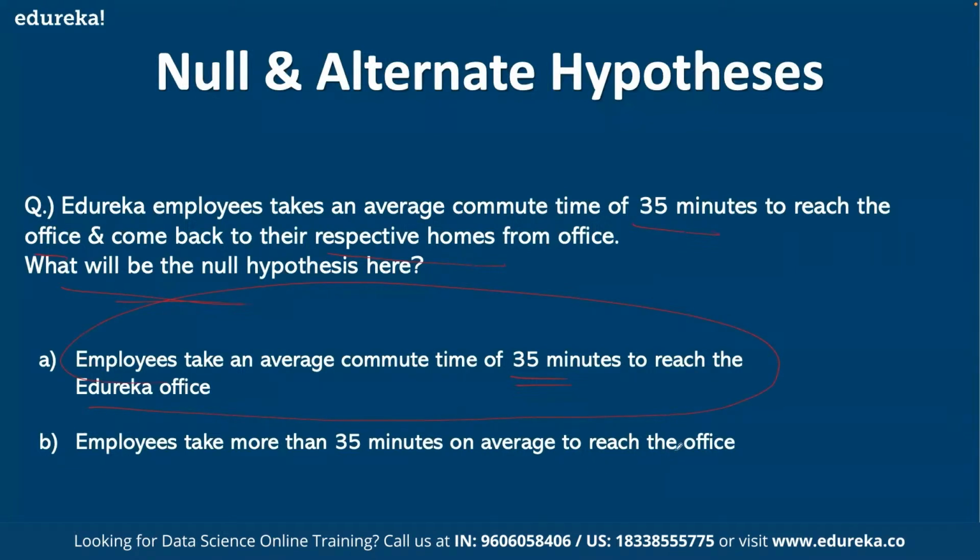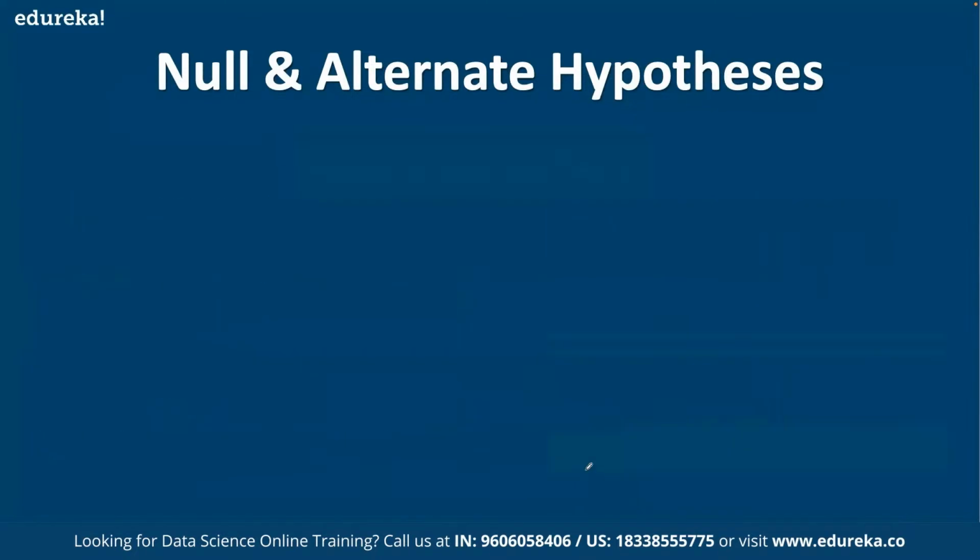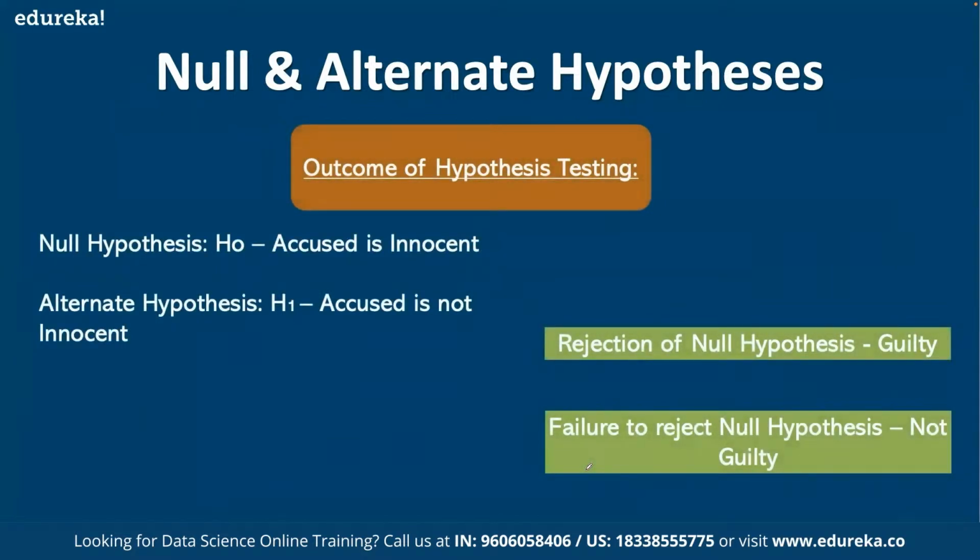My alternate hypothesis is the logically opposite statement, which says that Edureka employees take more than 35 minutes on average to reach the office. So that is the first step: we define our null hypothesis and the alternate hypothesis. If the null hypothesis holds good, then our current belief holds good, maybe the accused is innocent. Otherwise, the data will follow the alternate hypothesis, which says that the accused is not innocent. In this way, we are going to specify the same.